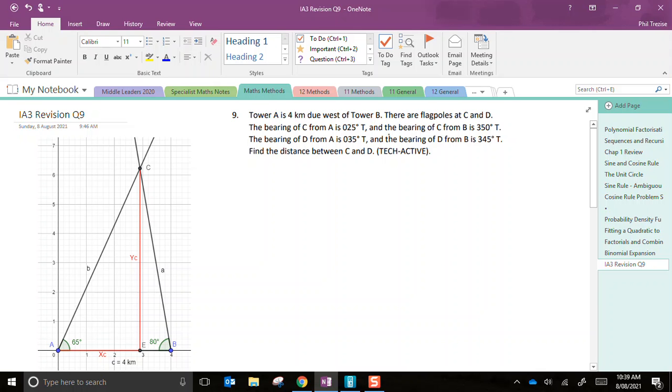distance. Now the bearing of C from tower B is 350 degrees true. So here's point B. I imagine looking due north.